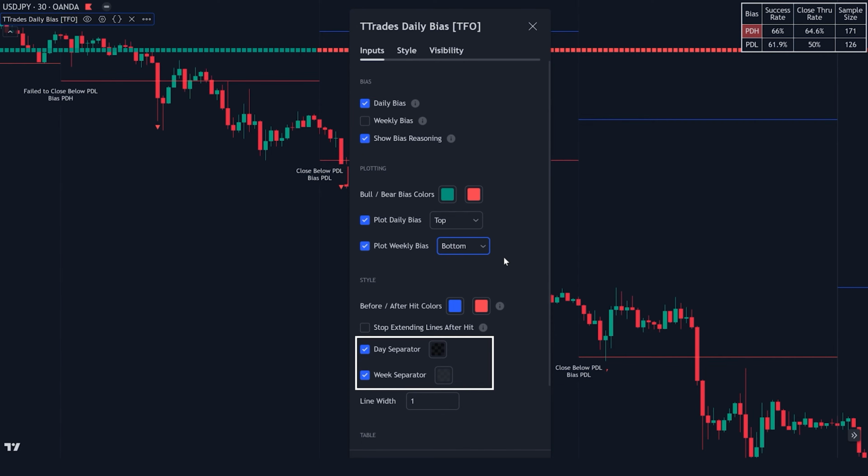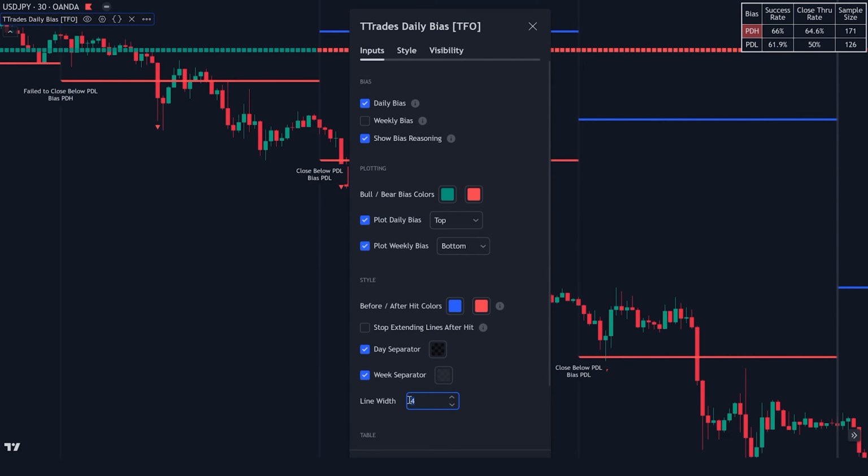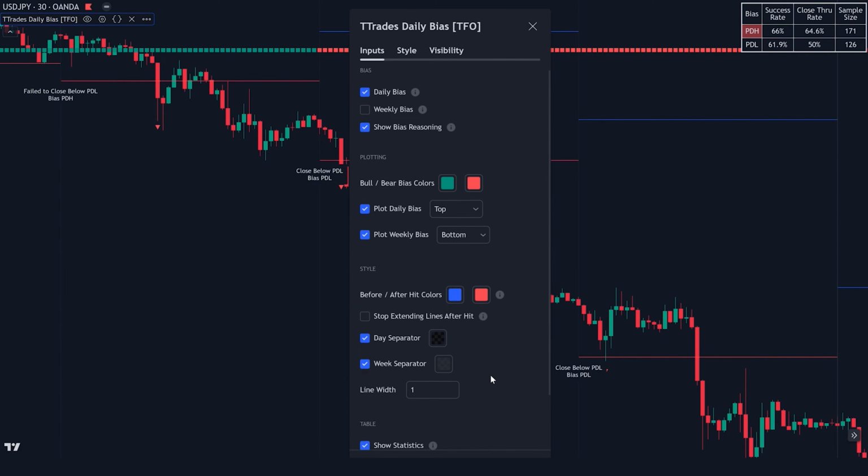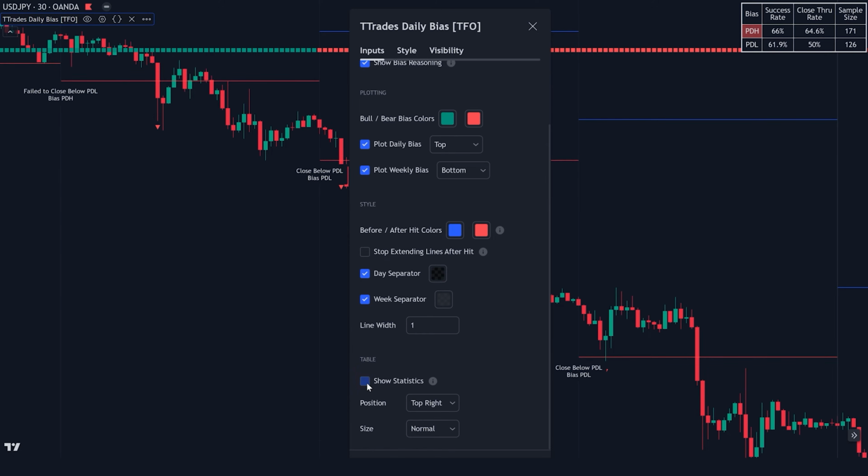Next, we have the Day Separator and Weekly Separator options. You can increase the line width to 4 for better visibility, although I'll keep mine at the default for a cleaner chart. There's also the Show Statistics option. Enabling or disabling this will add or remove statistics from the price chart.